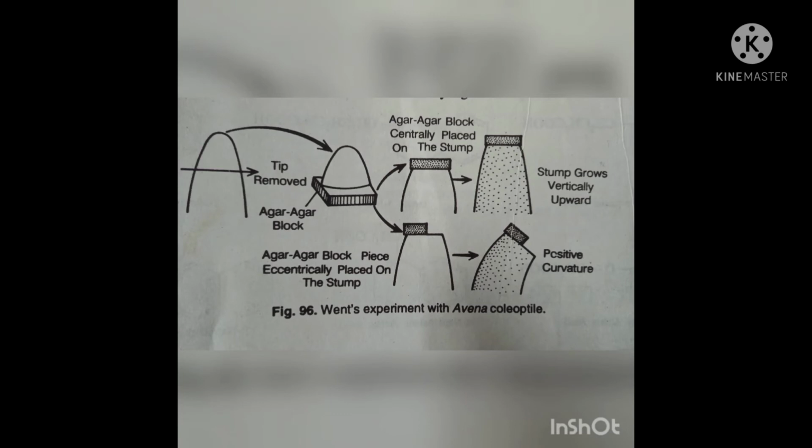In 1928, Went did the experiment with the Avena coleoptile. He cut the coleoptile tip and placed it on an agar-agar block for a measured length of time. Again he replaced this agar block asymmetrically on the cut stump. There was bending seen. When it was placed on the coleoptile stump centrally, the growth was renewed.